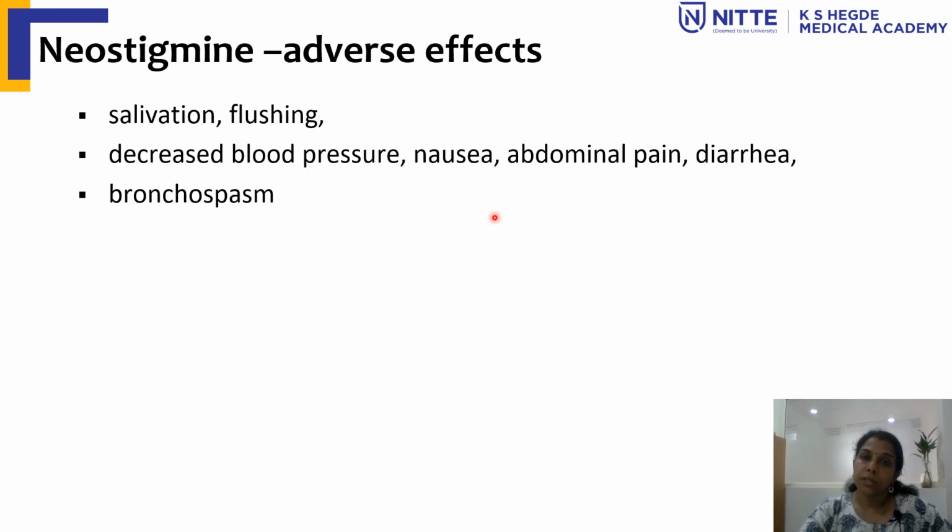Adverse effects of neostigmine are salivation, flushing, falling BP, nausea, diarrhea, and bronchospasm. These are the adverse effects seen with neostigmine.